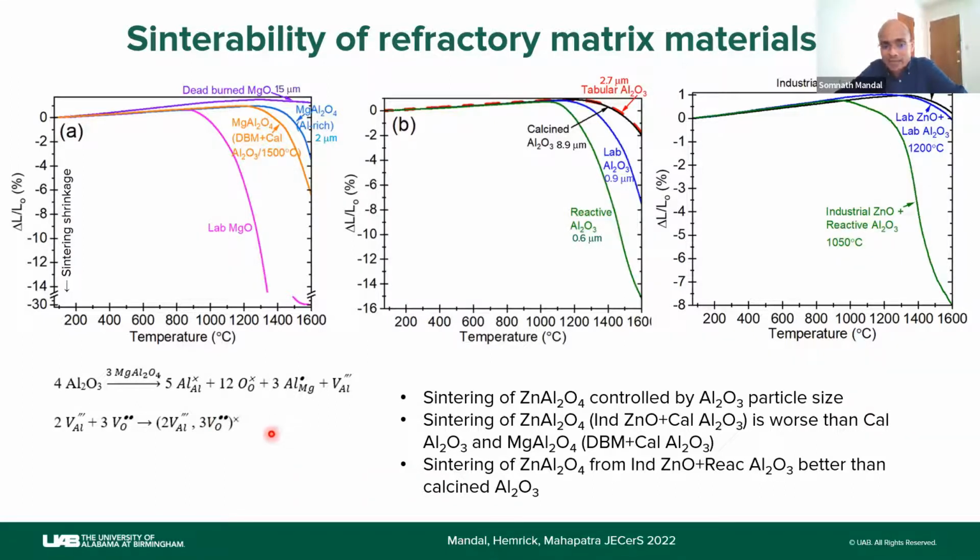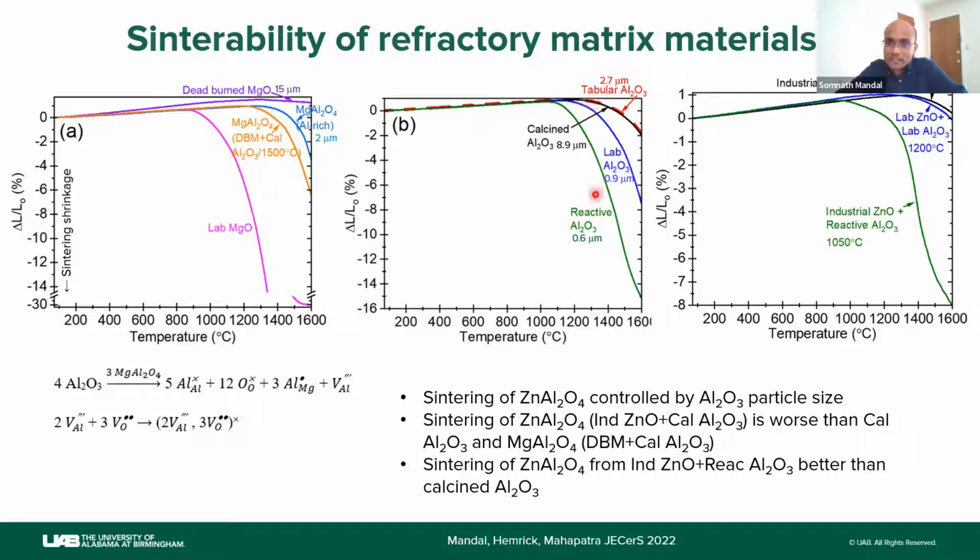So this actually reduces the concentration of mobile oxygen vacancies in the spinel. And since, out of magnesium, aluminum, and oxygen ions in spinel, oxygen is the slowest moving species, oxygen vacancy concentration is directly proportional to sintering rate. Since mobile oxygen vacancies are reduced in alumina-rich spinel, that is why the sintering is retarded.